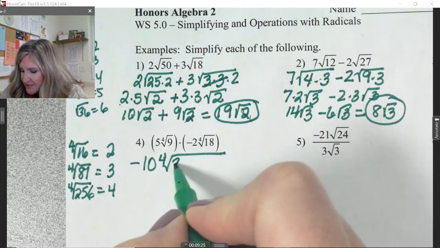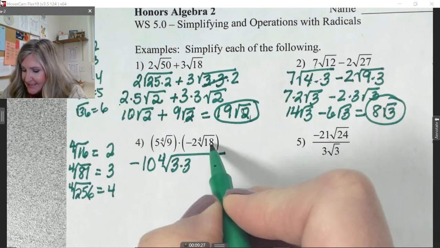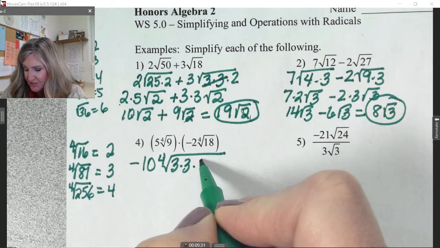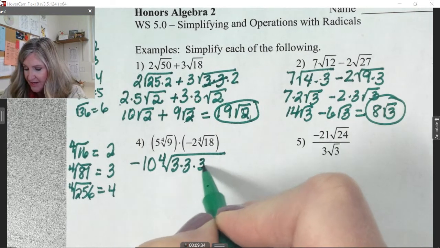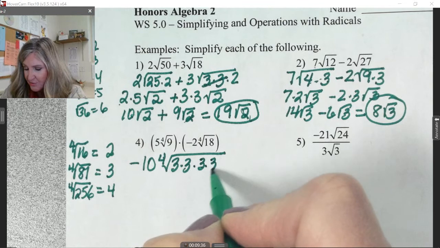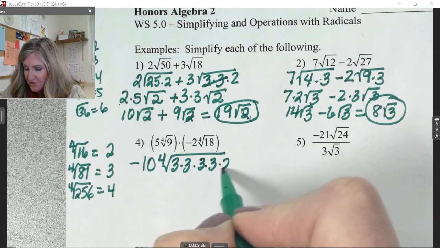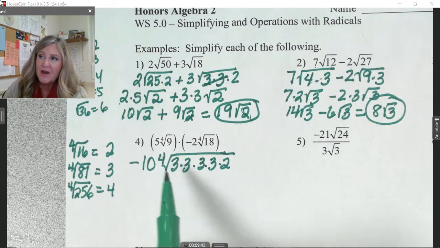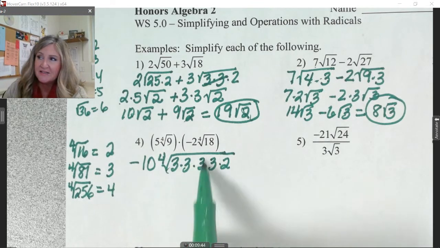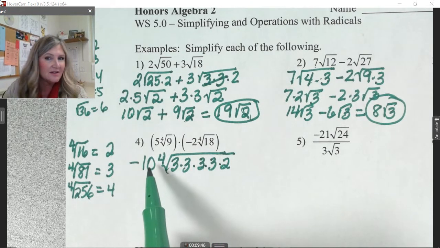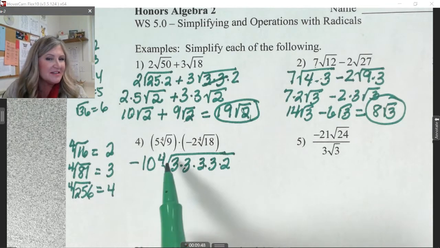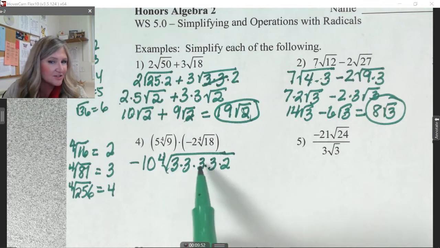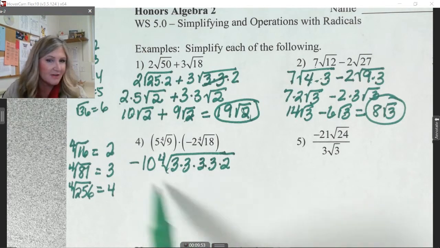9 is 3 times 3. 18 is 9 times 2. So what would that be then? 9 times 2 is 3 times 3 times 3 times 2, okay? So since I'm doing a fourth root, I have to have 4 of these guys to be able to take them out. Sometimes it helps to think of it that way. Whatever our root is, we have to have that many factors to be able to go out of the radical.